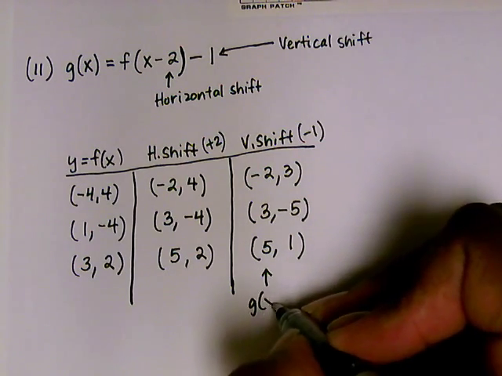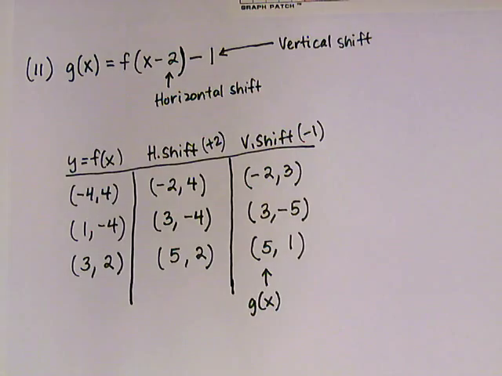This last set of ordered pairs in the final column represents the ordered pairs for g of x. Okay, so in this case, we can go ahead and graph those on a coordinate grid.